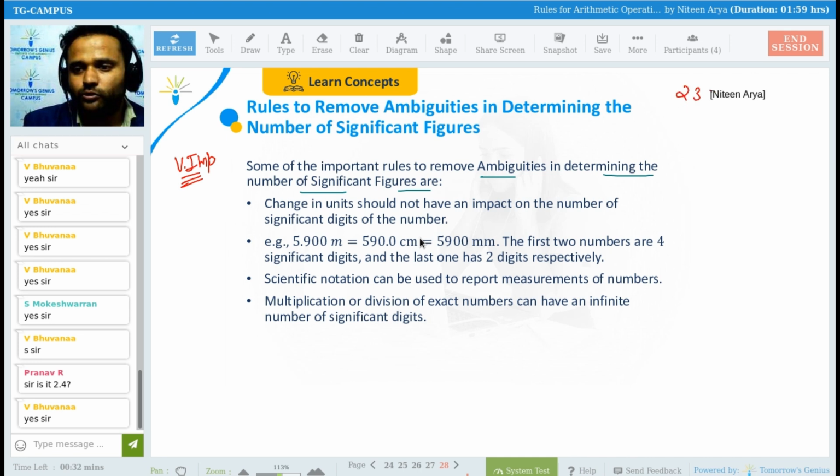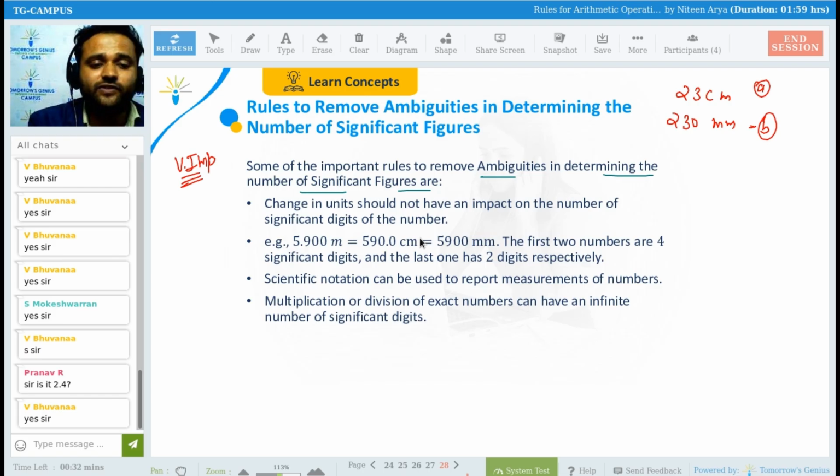Simple example, 23 centimeter can be written as 230 mm. So obviously you are thinking that this particular value B has more significant figures as compared to A, but it is wrong. So that is the first ambiguity, that is the first confusion. Clear, everyone? It is clear, na, beta? So that is the first scenario.